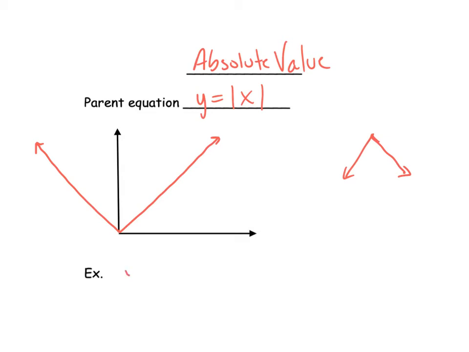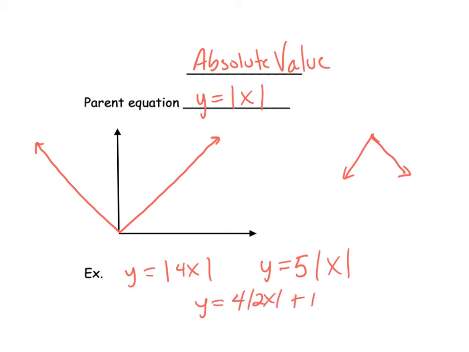Some examples of that would be y equals the absolute value of 4x, y equals 5 times the absolute value of x. You can have things on the inside or outside. Or y equals 4 times the absolute value of 2x plus 1. So all those would be variations of that same V shape.